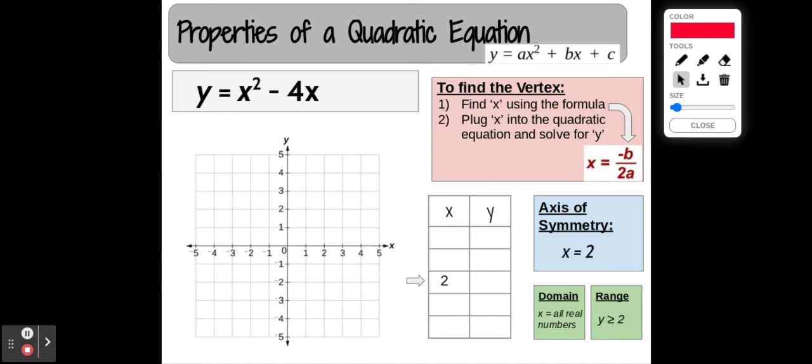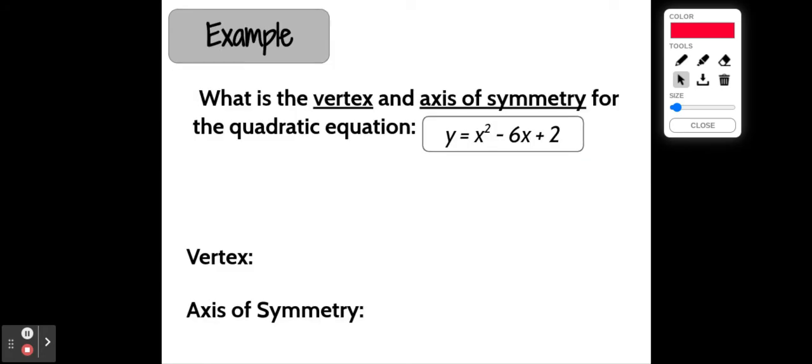Okay, one more example. And here we're asked, what is the vertex and axis of symmetry for the quadratic equation given right here? So go ahead and copy this quadratic equation. And we're going to find the vertex and the axis of symmetry.